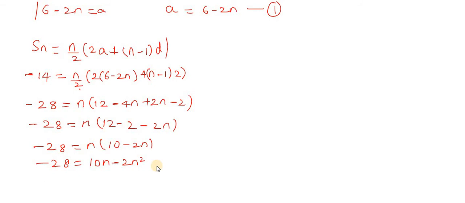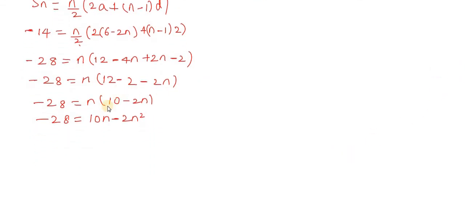Now again what should we do? We should make it into the form of a quadratic equation. Then it is easy for us to simplify. Transpose to the left hand side, that will become plus 2n square minus 10n minus 28 is equal to 0.